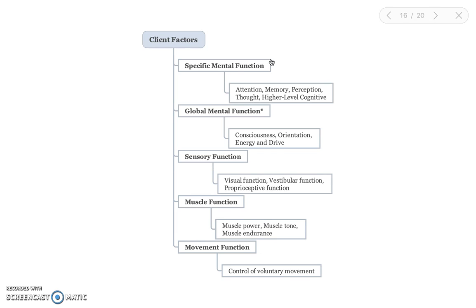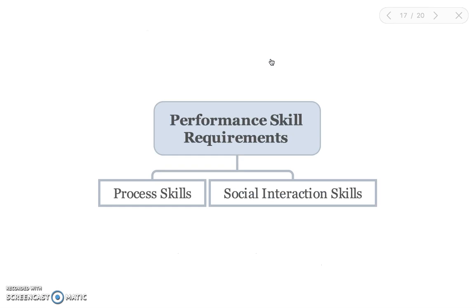Client factors will include, firstly, specific mental function. That would include attention, memory, perception, thought, and high-level cognitive skills. For global mental function, that would include consciousness, orientation, energy, and drive. For sensory function, that would include visual function, vestibular function, and proprioceptive function. For muscle function, that would include muscle power, muscle tone, muscle endurance, and lastly, movement function, control of voluntary movement.